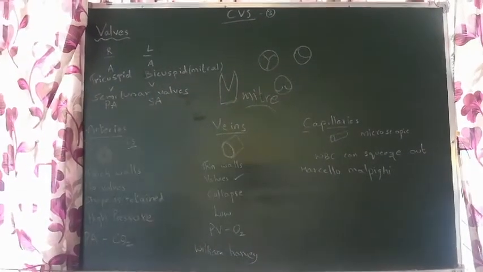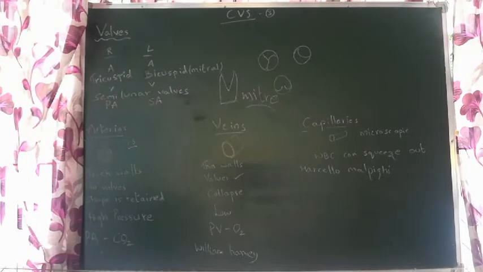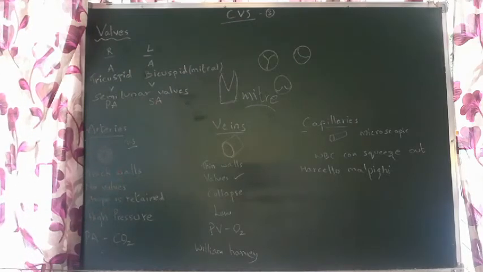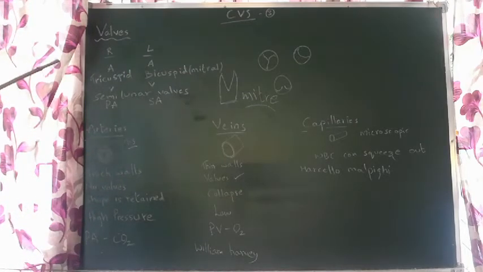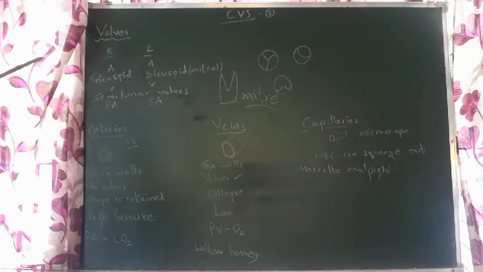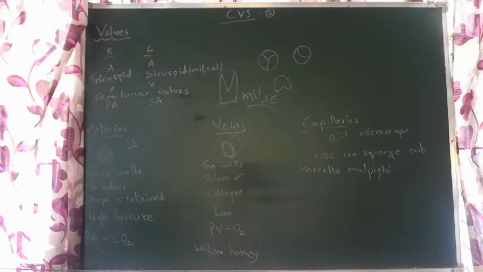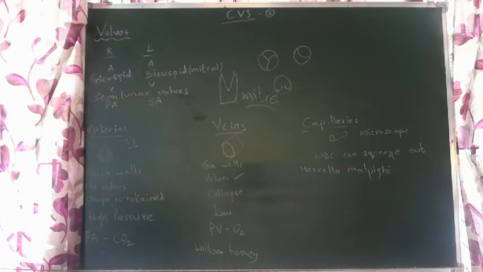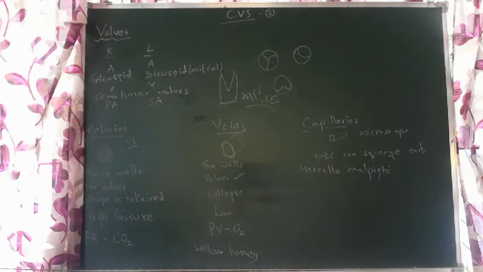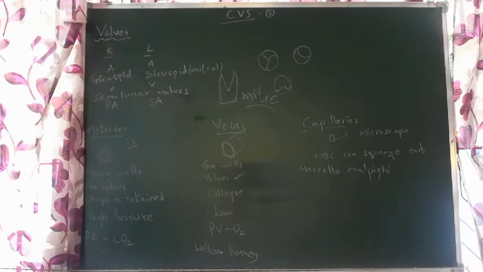Now, so that is how they are named and their function is, see, the cusps they open and close. Okay. When the blood has to flow from atrium to ventricle, from right atrium to right ventricle, which valve will open? Tricuspid valve. When the blood has to flow from left atrium to left ventricle, which valve will open? Bicuspid or mitral valve. Now let us see what are semi-lunar valves.